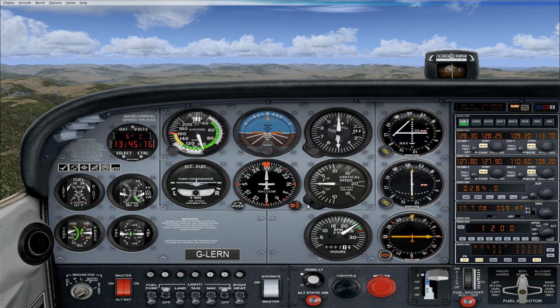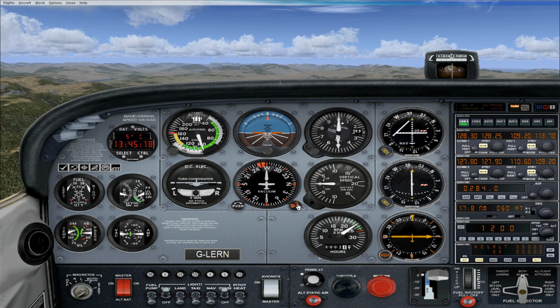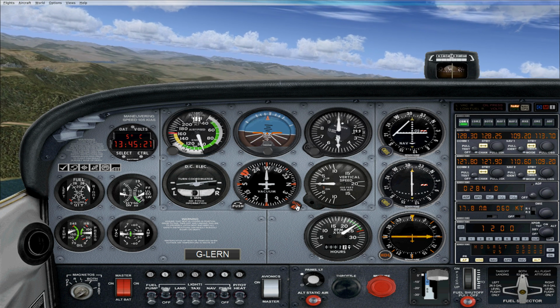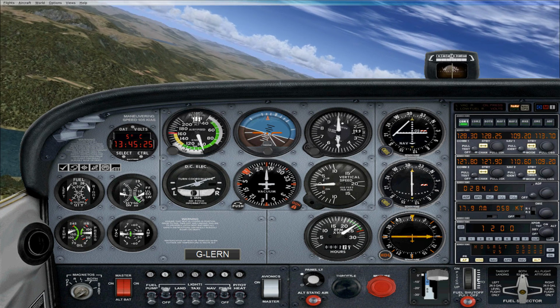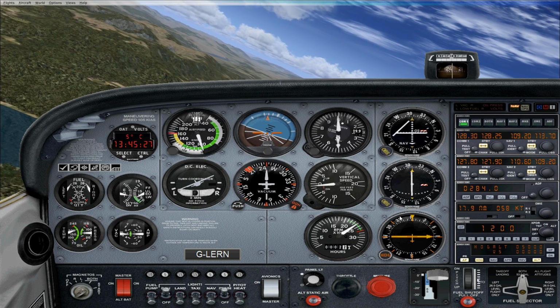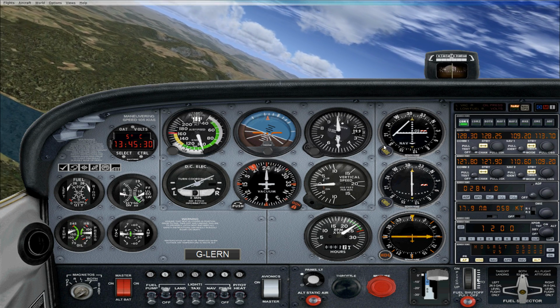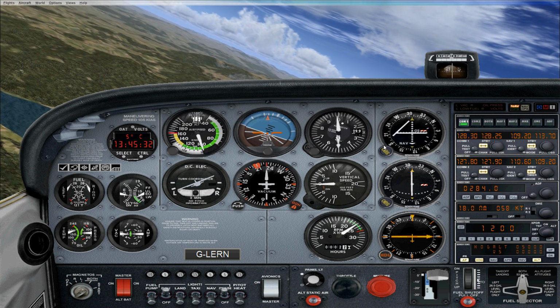So what I'm going to do is turn just now and get ourselves established on that radial so we can intercept that and fly back towards Inverness. We should be quite close to it, so it shouldn't take too long to get onto it there.